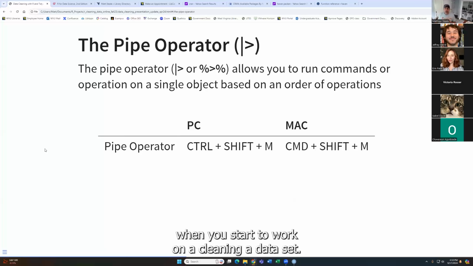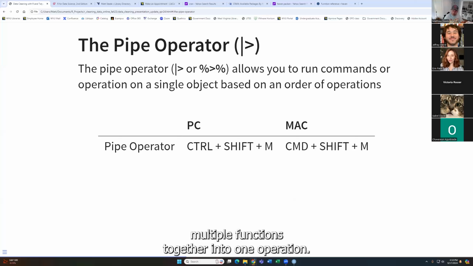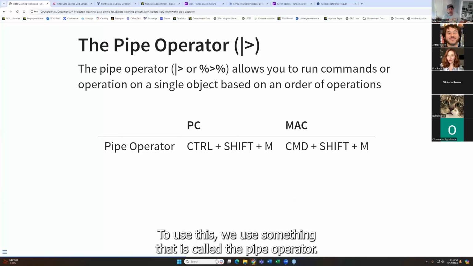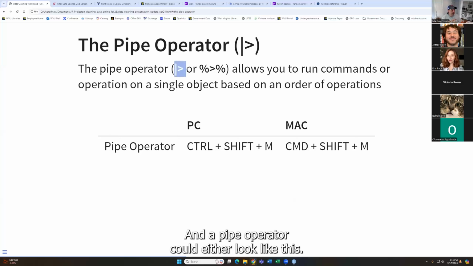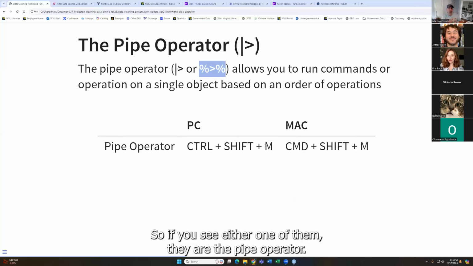And now this is a big thing when you start to work on cleaning a data set, because a lot of the time you might need to string multiple functions together into one operation. An operation being all of the functions that run onto this particular one. To use this, we use something called the pipe operator. A pipe operator can either look like an iron bar with a greater than sign, or percent signs with a greater than in the middle. If you see either one of them, they are the pipe operator.